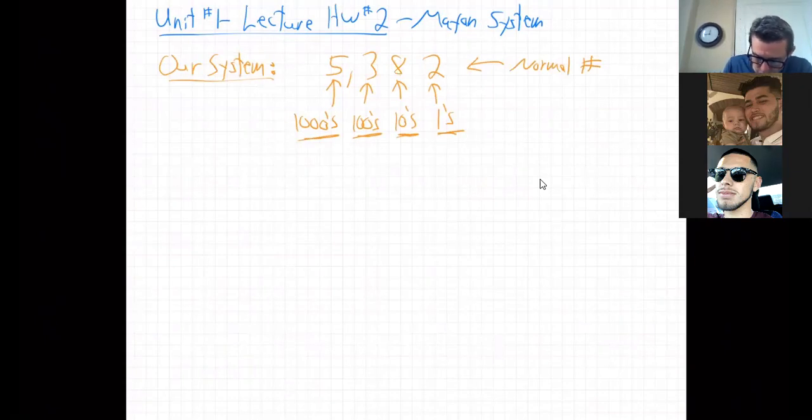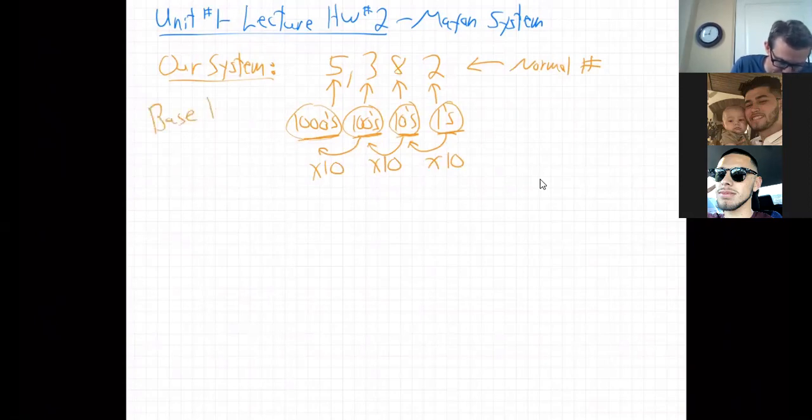Notice as you go from place to place, what are you multiplying by every time? What times 1 makes 10, and what times 10 makes 100, and what times 100 makes 1,000? You're multiplying by 10, aren't you? 1 times 10 is 10, and 10 times 10 is 100, times 10 again is 1,000, etc. That's why we say that our system is a base 10 system. What that means is the place values jump by 10. We start with the ones place, times 10 is the tens place, times 10 is the hundreds place, times 10 is the thousands place. So we have a base 10 system.